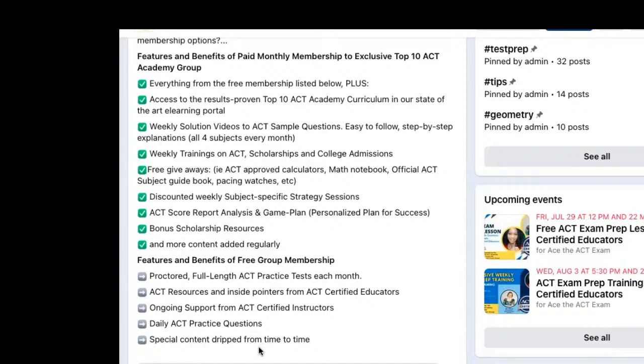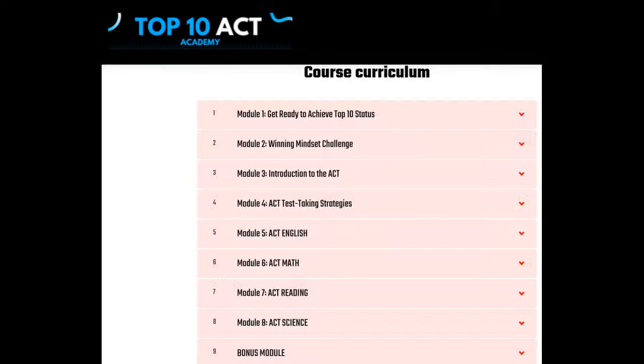Now in the paid group, the paid membership is actually going to be this group, where we are right now, the ACE to ACT exam. This group is going to be upgraded to the paid membership. What's going to come with that is everything I just said in the free group. Also, access to our top 10 ACT curriculum inside of our e-learning portal.